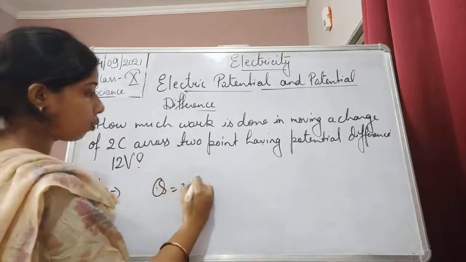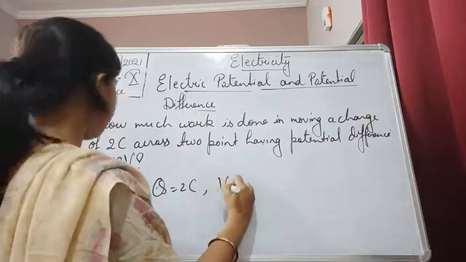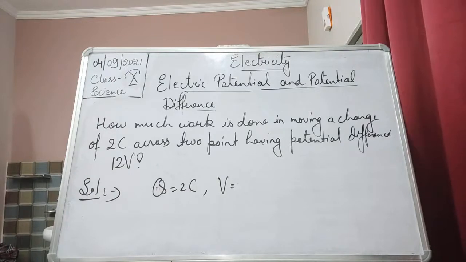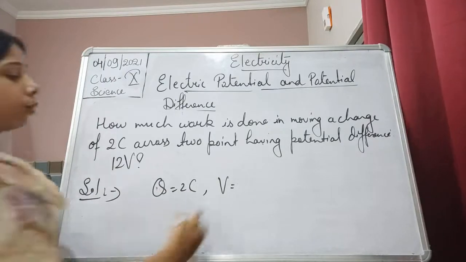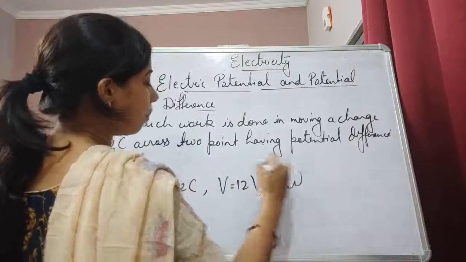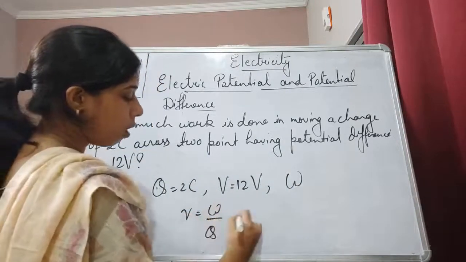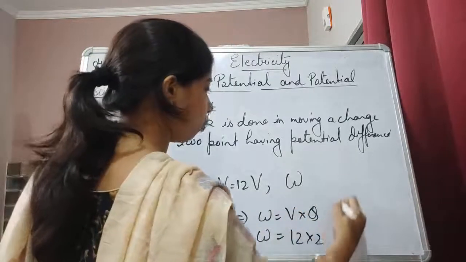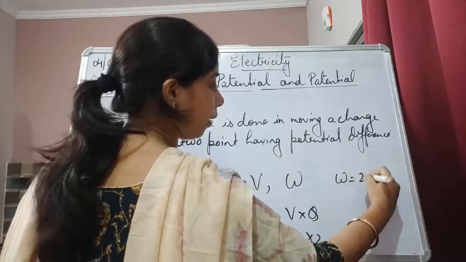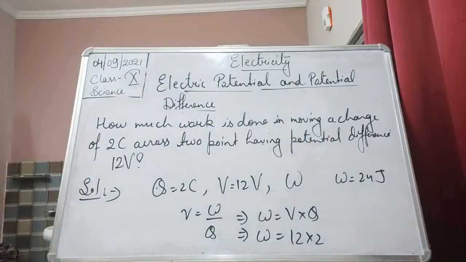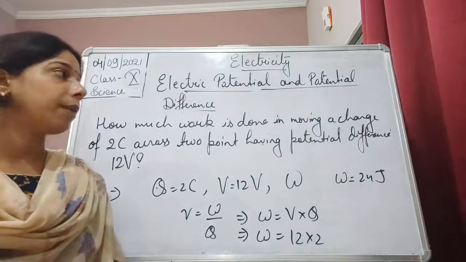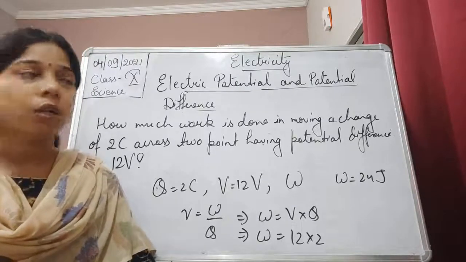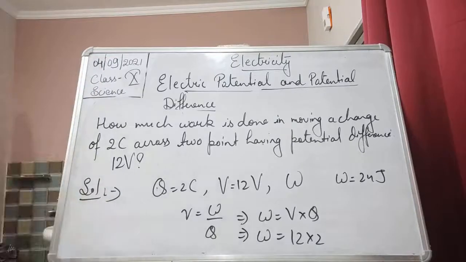So charge is given, that is 2 coulomb, and the potential difference, that is V, is also given, which is 12 volt. And we have to find W. So V is equal to W upon Q, or W is equal to V into Q. So W will be equal to 12 into 2. So W will be equal to 24 joule. So 24 joule of work done will be applied in moving the 2 coulomb of charge from one end to the other end, through a potential difference of 12 volt.